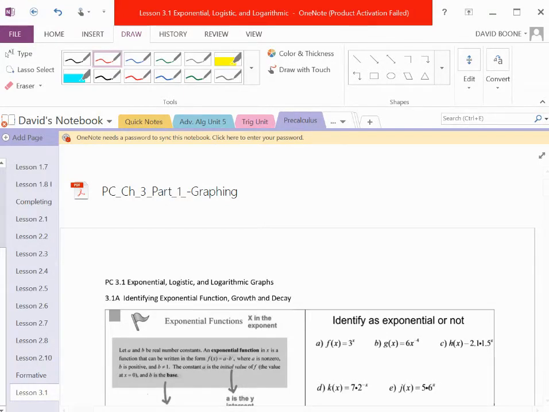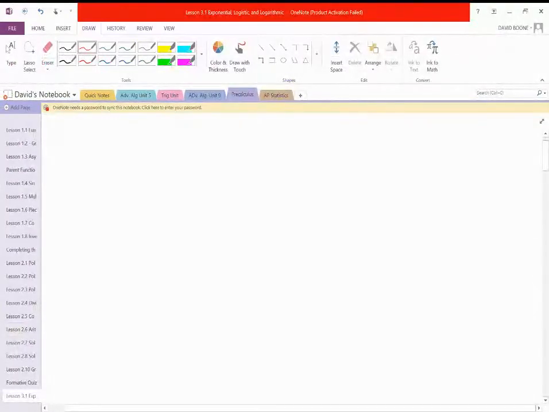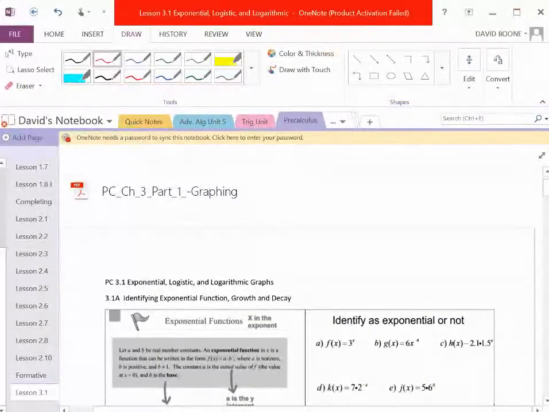Hi, hello pre-calculus, and welcome to chapter 3. We're going to be working on exponential, logistic, and logarithmic graphs. So let's go ahead and get going.